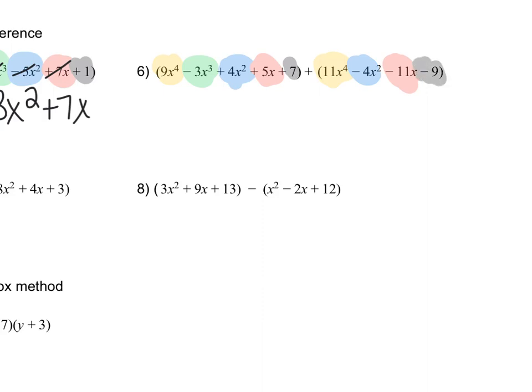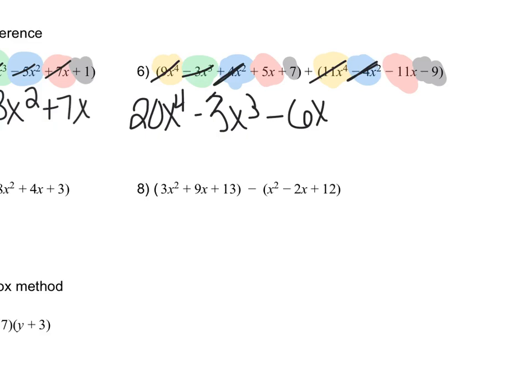So when we put those all together, we end up at 9x to the 4th and 11x to the 4th is 20x to the 4th. Negative 3x to the 3rd, that's the only x to the 3rd. It's a negative 3. So we've done our x to the 4ths, x to the 3rds, positive 4x squared, negative 4x squared, those are just going to cancel out. Negative 11x, positive 5x is negative 6x. Positive 7, negative 9 is negative 2.